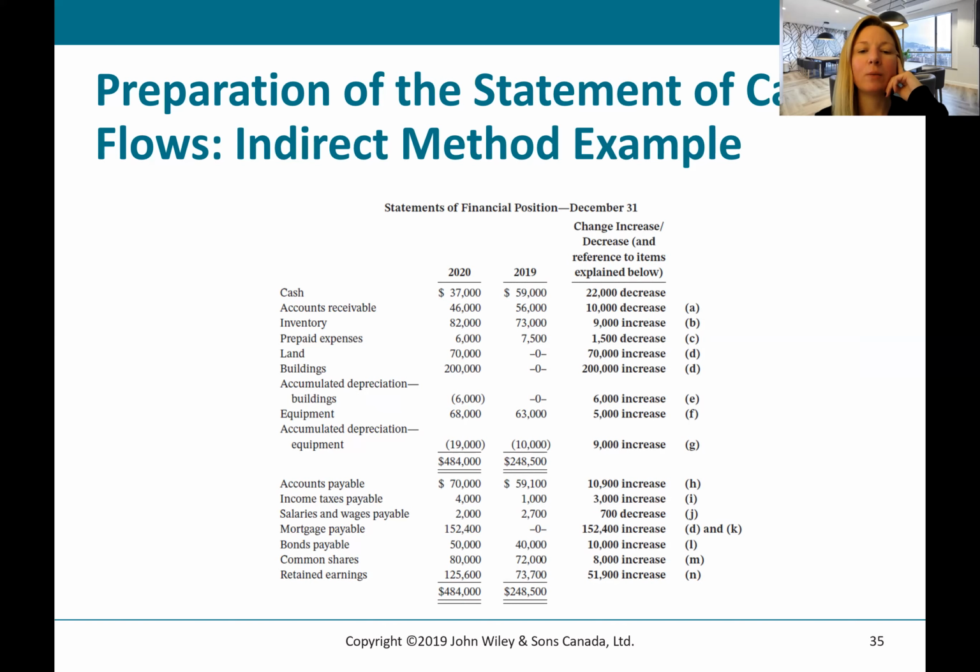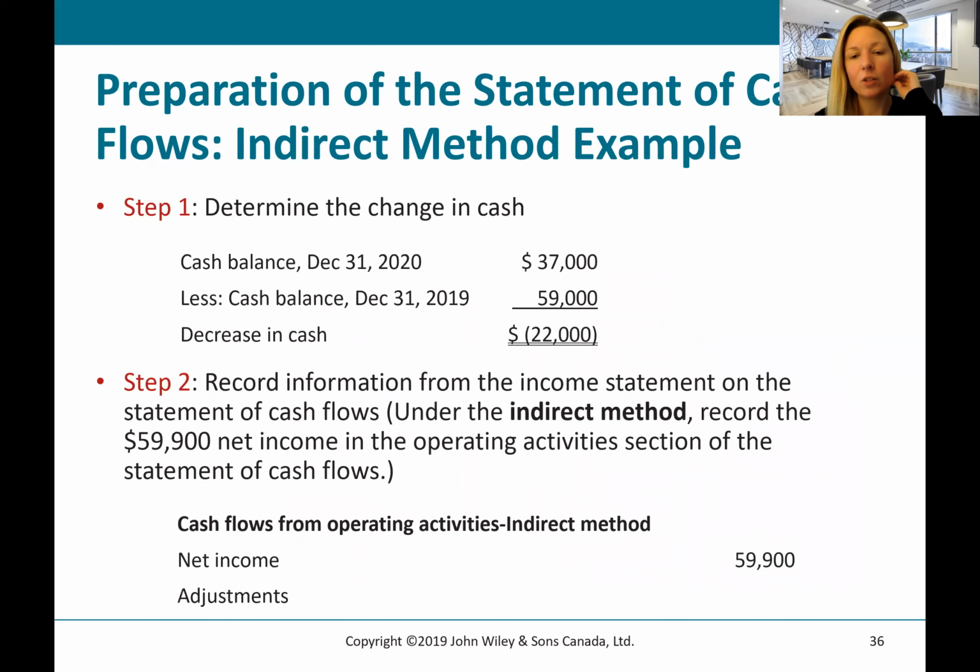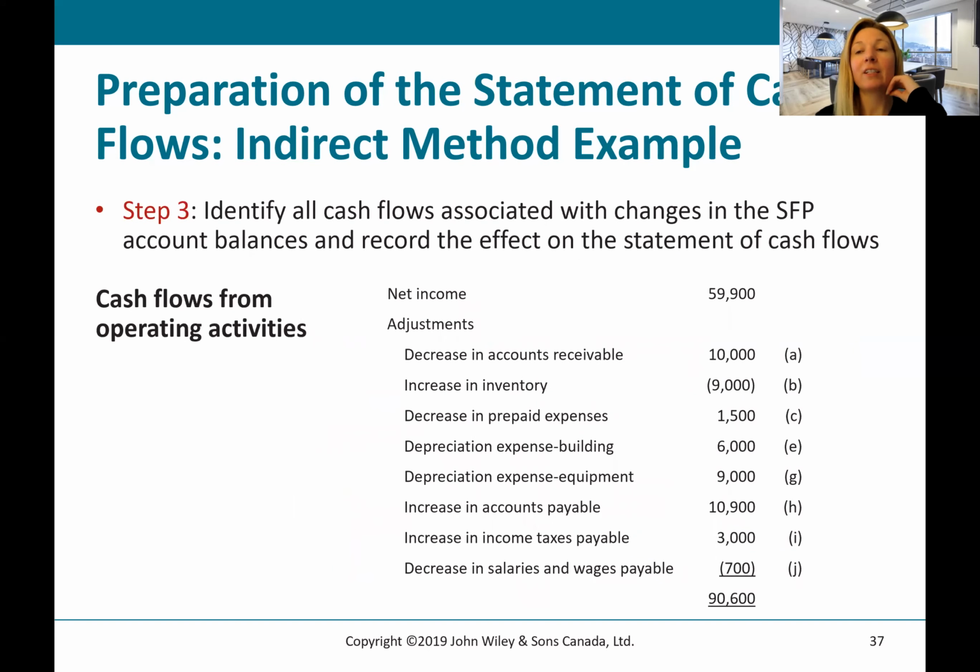And then we've got salaries and wages payable. That decreased by 7,000. We're going to add that back. And then after salaries and wages payable, we hit mortgage payable, which is not current. So we will deal with that in another section. So this gives us our subtotal now for cash flow from operating activities. You can see it's positive. So our subtotal will be called cash flow provided by operating activities.